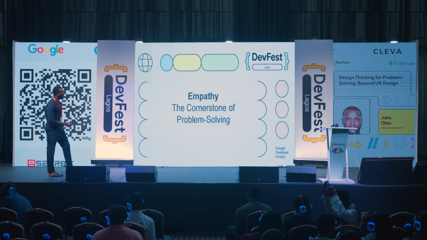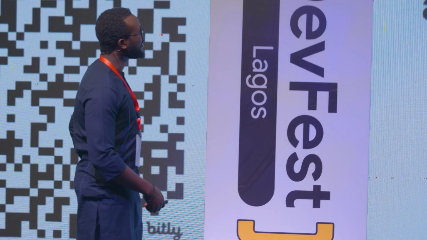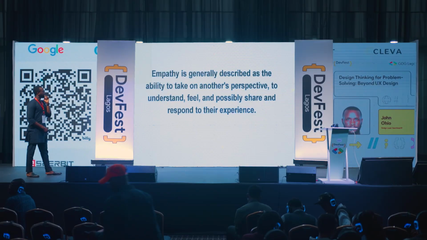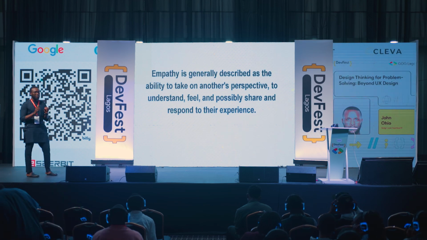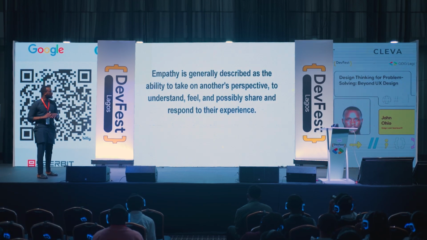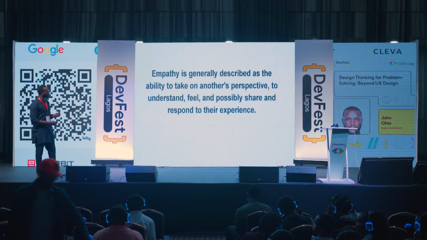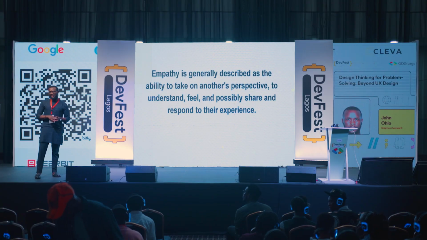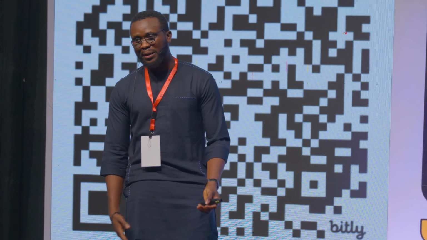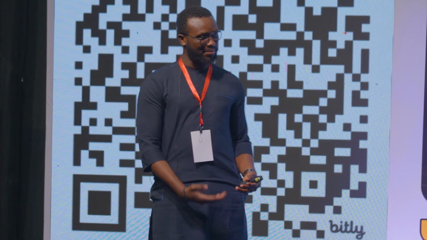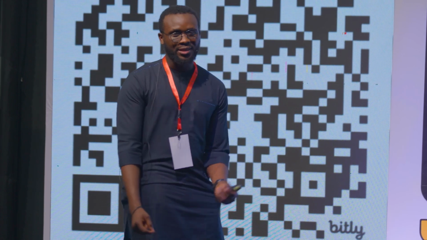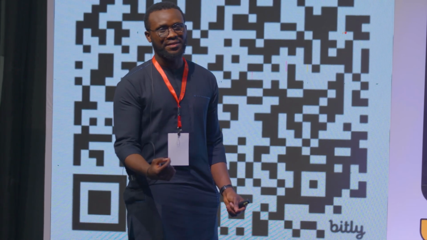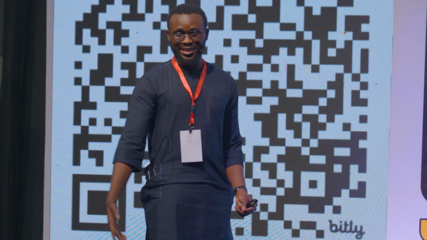All right? So empathy is the cornerstone of problem solving. And empathy is generally described as the ability to take on another person's perspective, to understand, feel, and possibly share and respond to their experience. There's a saying, the one who wears the shoe knows where it pains them. So if you don't interact with them, you say this shoe is fine, but the shoe is probably hurting them somewhere. Until you interact with them, then you know how it hurts, where it hurts, and you can identify what can be done. Maybe to change the shoe.